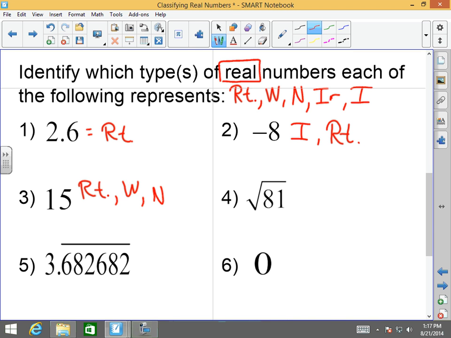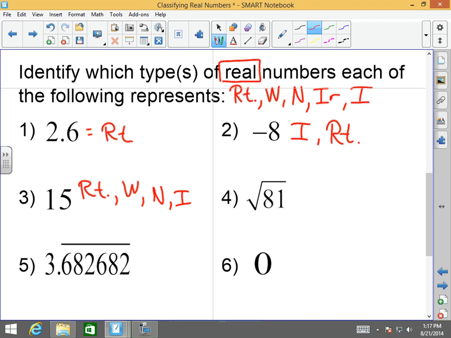And isn't an integer the whole number and its opposite? So this is also considered an integer. So the number 15 can be rational. It can be a whole number. It can be a natural. Or it can be an integer. It can fall in any of those subsets. How about the square root of 81?